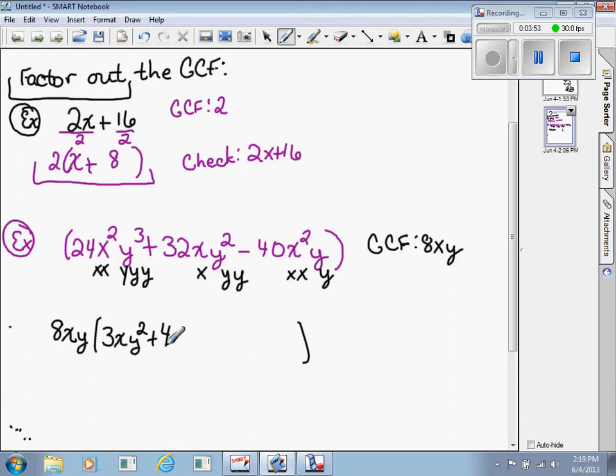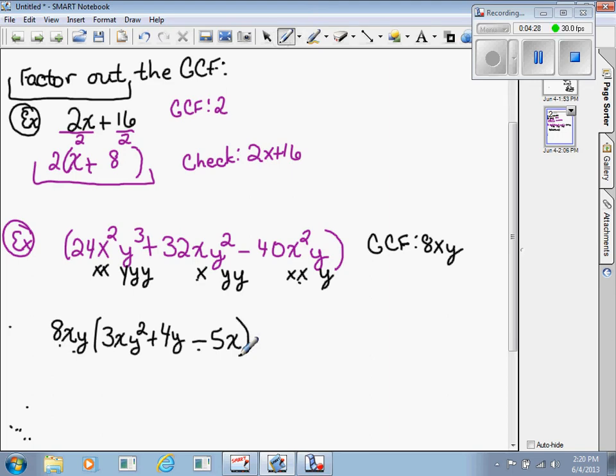The x dividing by the x will leave us with no x at all. This x is being pulled out of the parentheses. The y squared dividing out the y would leave us with a y. And then lastly, 40 divided by 8 would be 5, and it's going to be a negative 5 because that was negative 40. X squared, factoring out an x, will leave us with an x inside our parentheses. We had a y, and we're factoring out a y, so there's not a y left inside our parentheses. So this is the factored form of our original polynomial.